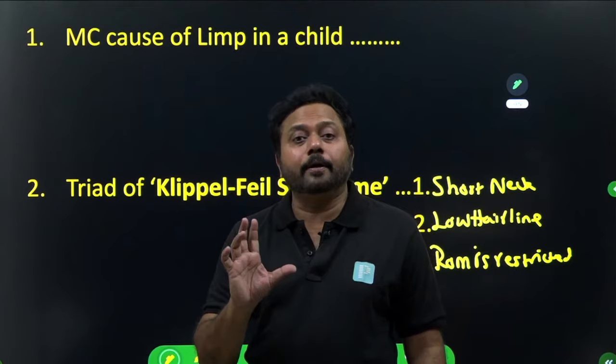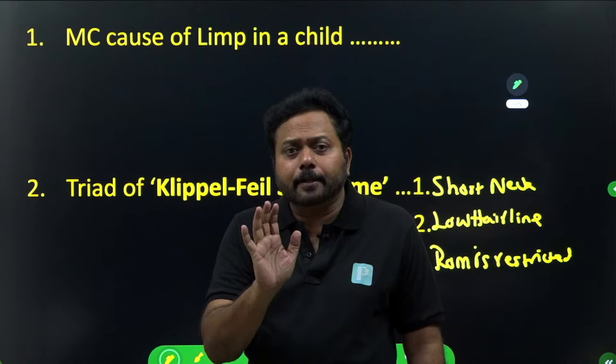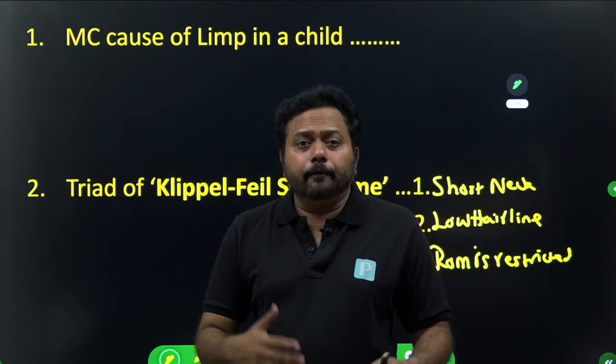Here, what happens? C1, C2, C3, everything is fused to form one vertebra. That's called a block vertebra. All the seven cervical vertebrae fuse to form one unit, so it's called a block vertebra. So the patient, when you call him, can't turn his neck. He will turn the whole body. He will respond like this.